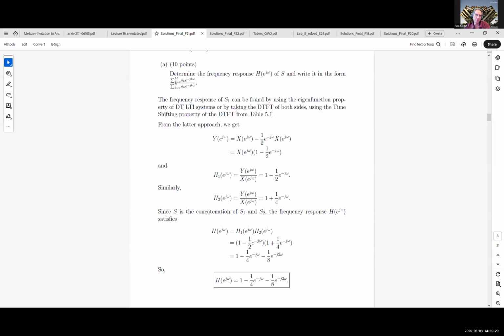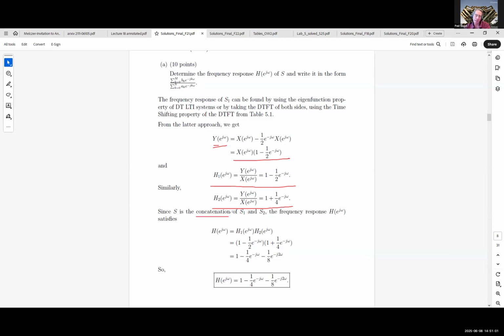So when you solve for Y of e to the j omega over X of e to the j omega, you get these two expressions, 1 minus 1/2 e to the minus j omega, and 1 plus a quarter e to the minus j omega. That's just by taking these expressions, dividing by X of e to the j omega on both sides, and using the fact that Y over X is the frequency response. So now this relates to what was asked earlier.